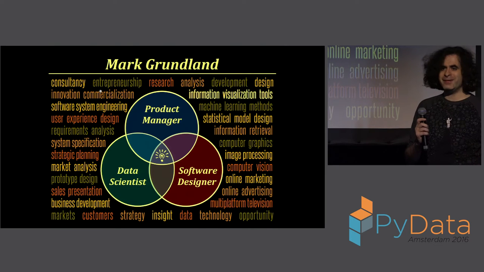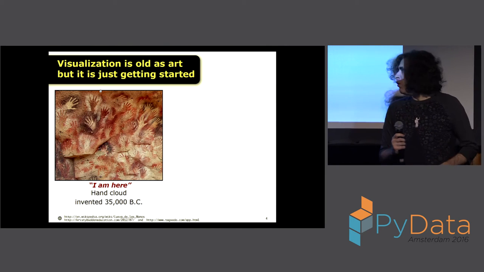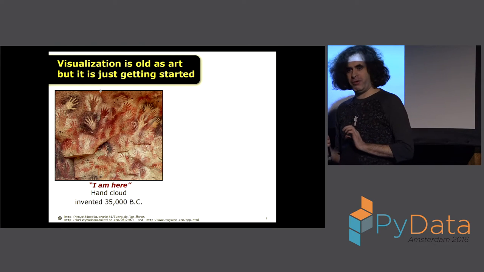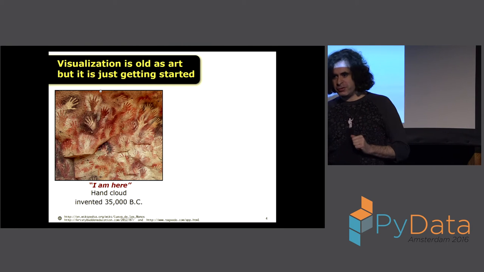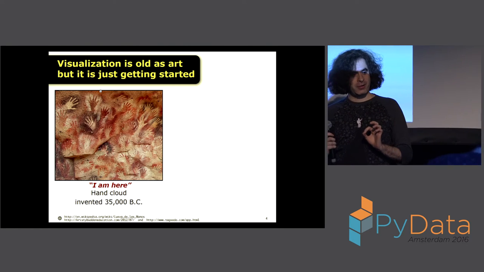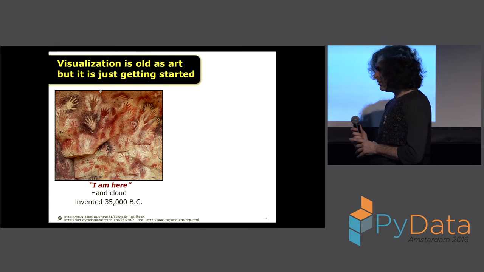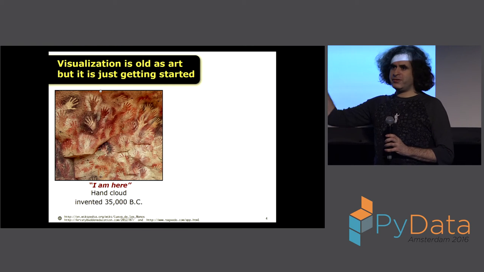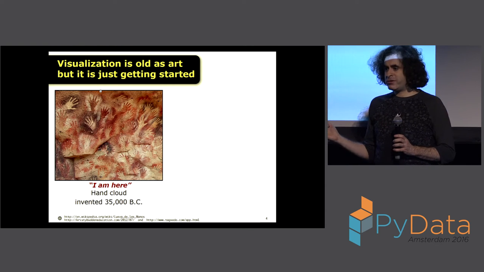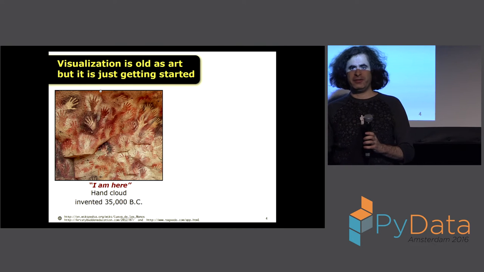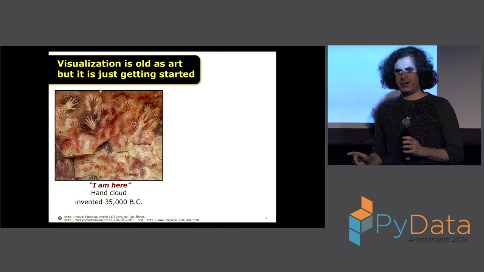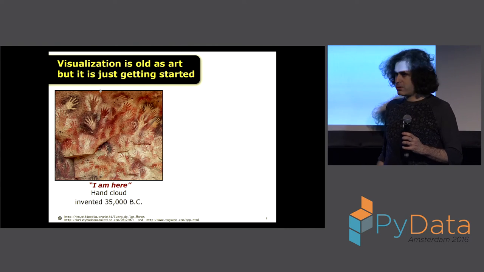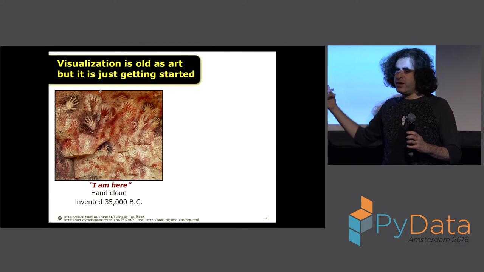And let us begin the story. Well, it begins, I think, about 35,000 years ago. Information visualization is as old as art. And what's remarkable is that the reason this visualization was created is the same kind of reason why we're creating visualizations today. We would say today, how many hands are there? Well, I don't know. There's many of them.